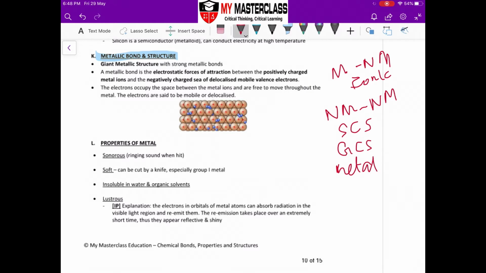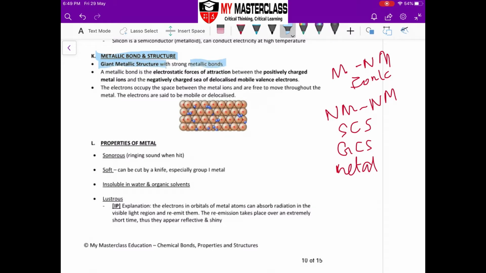Again, for example, aluminium metal, the aluminium that you see in your Coca-Cola can. This aluminium cannot be one atom. There are many aluminium atoms or cations that join together, or there's an attraction or bond that forms the aluminium that we see. The bond that joins the multiple aluminium atoms or cations is what we call the metallic bond. So step one is to name the structure: it is a giant metallic structure with strong metallic bonds.